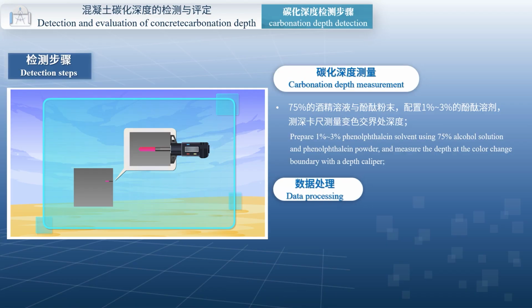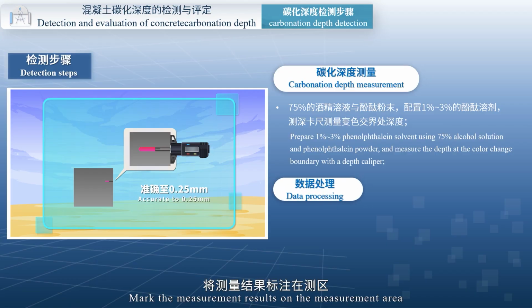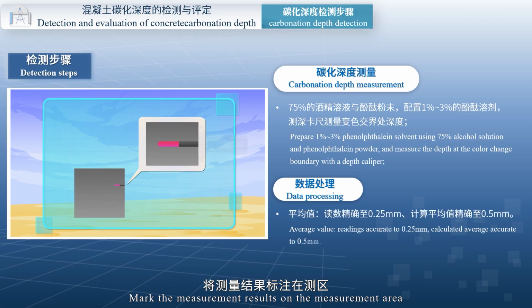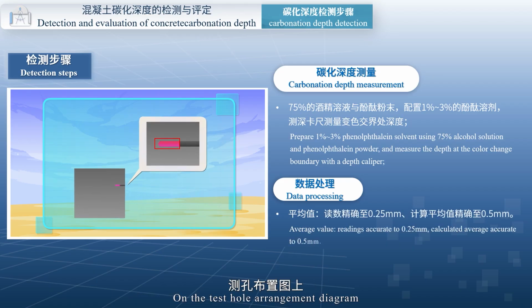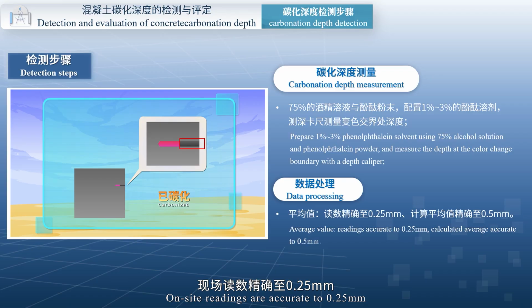Step 4. Data sorting. Mark the measurement results on the measurement area. On the test hole arrangement diagram, sort the measured values into a list. On-site readings are accurate to 0.25 mm. The calculated value is accurate to 0.5 mm.